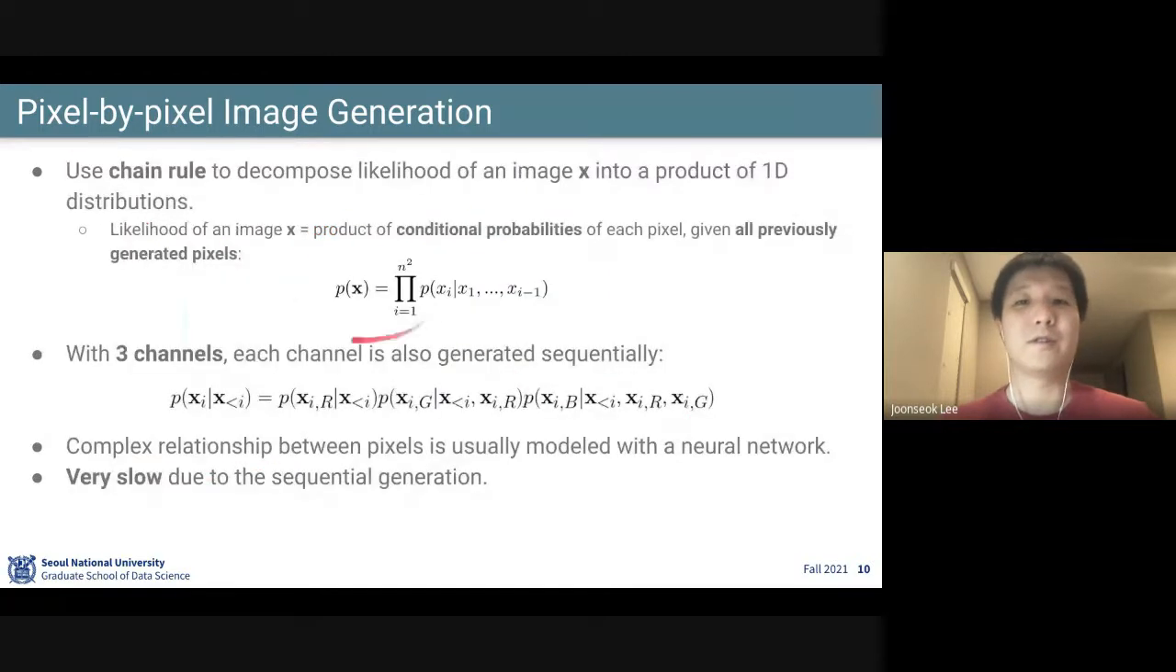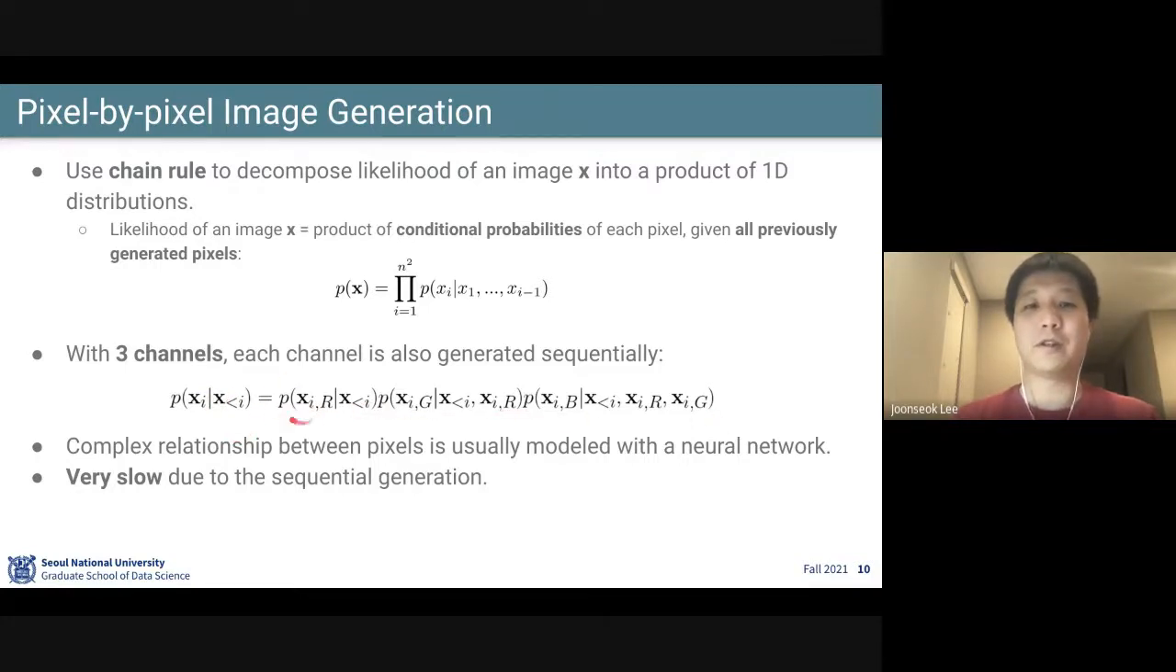Okay, so this is an abstract representation, but it's exactly the same as what I just mentioned in the previous slide. And because we have 3 channels inside each pixel, actually we also sequentially generate each of those channels. And here, similar to the order of pixels, we also need to define the order of these channels. And just for convenience, we use that order, RGB. So the probability of some particular pixel given all the previous pixels is the multiplication of these 3 things.